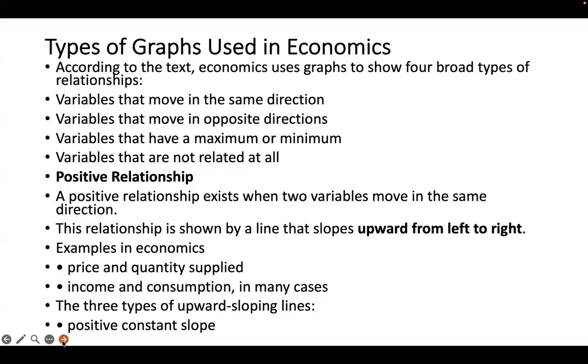So in economics, we have what is known as positive relationship. When you talk about positive relationship, it occurs when 2 variables move in the same direction. So if one increases, the other also increases. This is shown by a line that slopes upward from left to right. So the relationship is shown by a line that slopes upward from left to right.